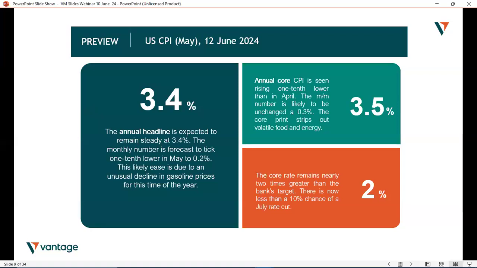0.2%. Previously, that was 0.3% month on month. So that gives us a year-on-year figure of 3.4% in the headline. Core is expected to rise 0.3% month on month, and that means a 3.5% rise year on year.